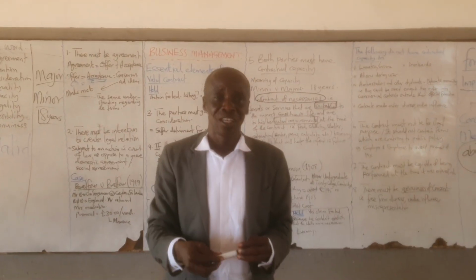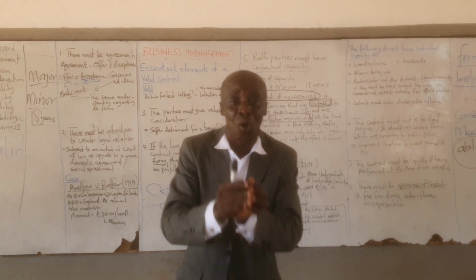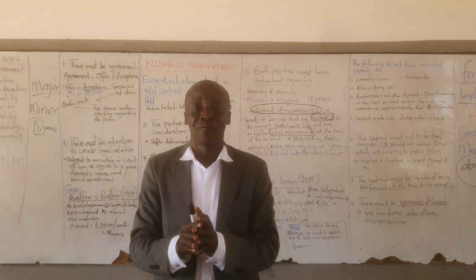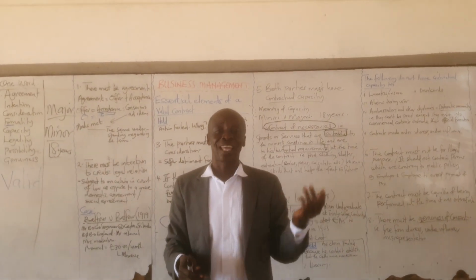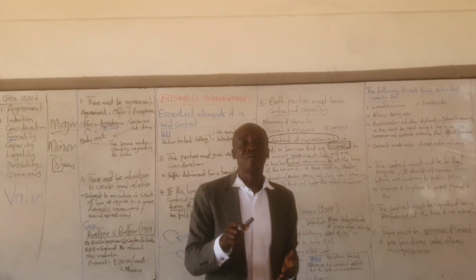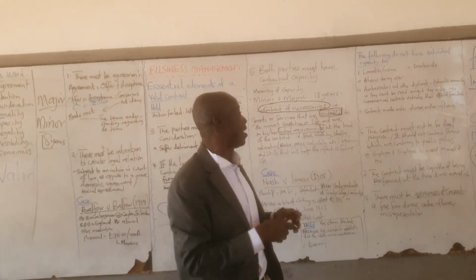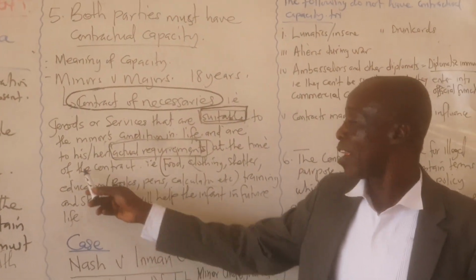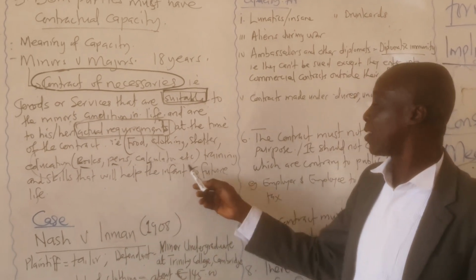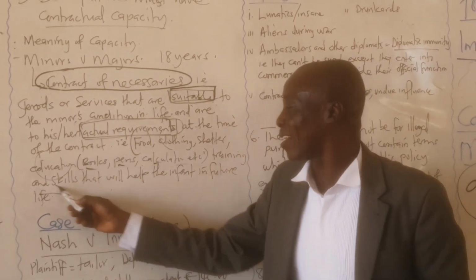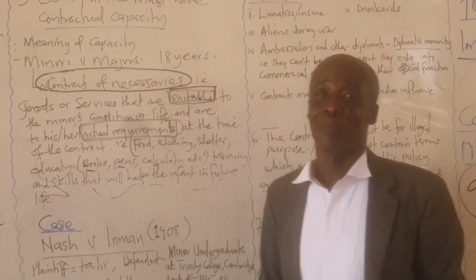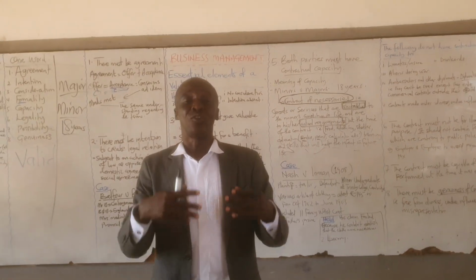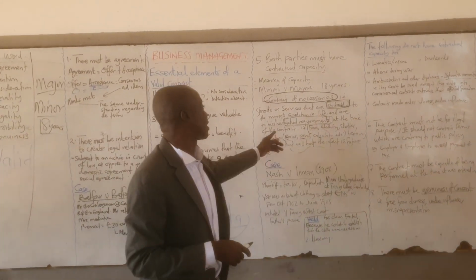It is a necessary. The law says books or educational materials, they are all necessary. So you would have to pay for them. So pens, calculators, and all those, you can enter into such a contract even if you are a minor, if you are below 18. So food, clothing, shelter, education. Then under education, I said books, pens, calculators, etc. Then training and skills that will help the infant or minor in future. So apprenticeship and other things that will help you in future, you have to pay for them. So that is for that one.